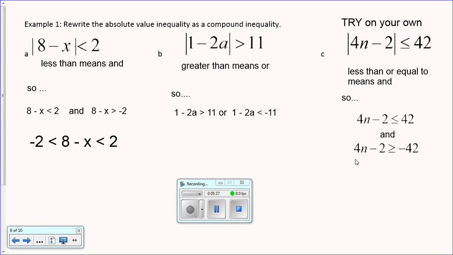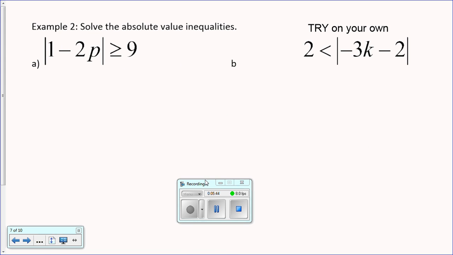Once you do this, though, it's pretty easy. It's just like compound inequalities. You just solve them how you would a compound inequality. Okay? Let's try another one.